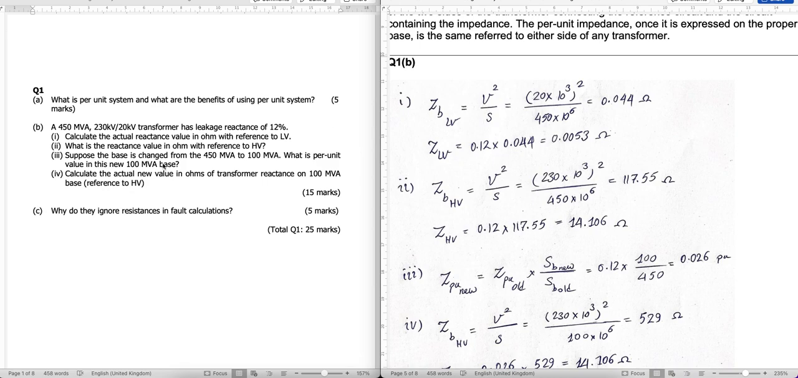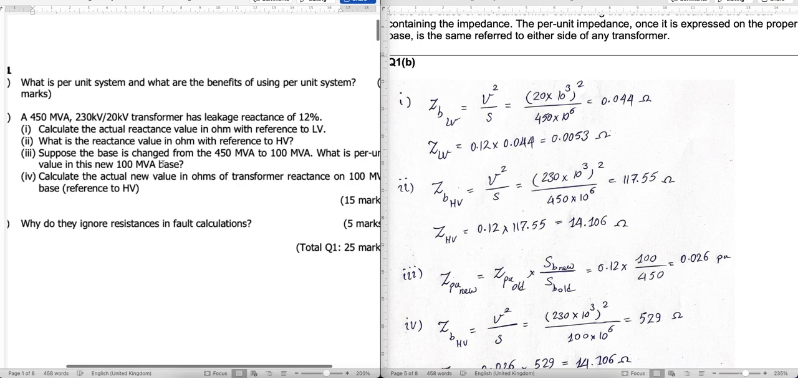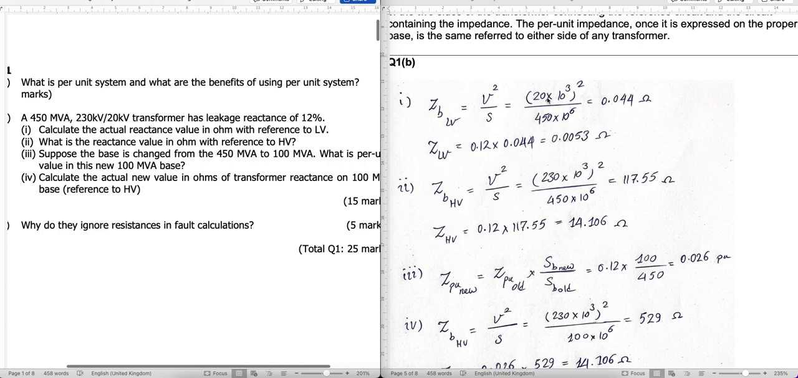Voltage on the low voltage side is 20 kilovolts. So here you see 20,000 squared, or 20 times 10 to the power 3 squared, divided by S. S is 450 MVA, so 450 times 10 to the power 6. And you get 0.0440.